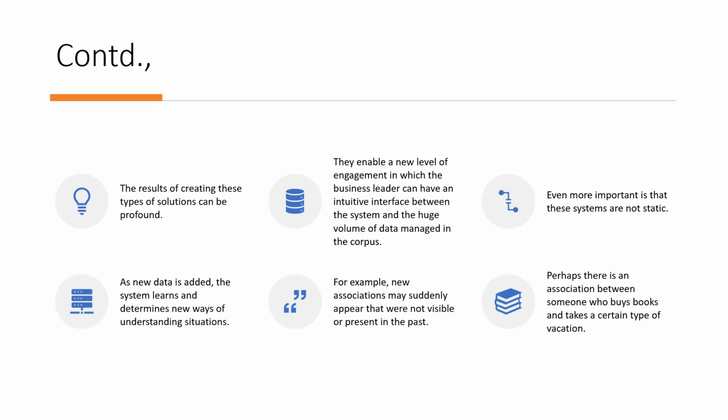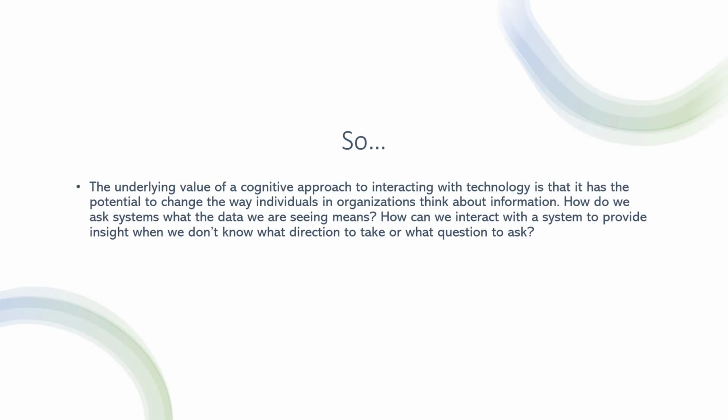A simple example would be really handy here. New associations may suddenly appear that were not really visible or even present in the past. Perhaps there is an association between someone who buys a book and takes a certain type of vacation. This kind of linkage and understanding can be derived when you go to the cognitive computing approach.